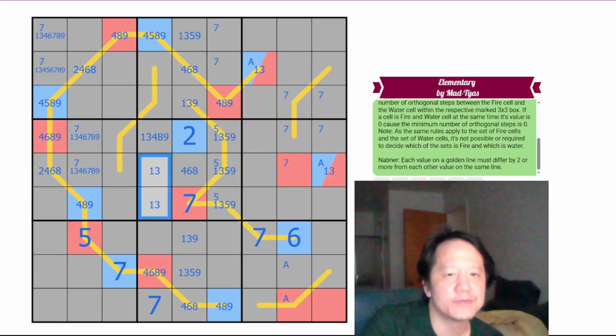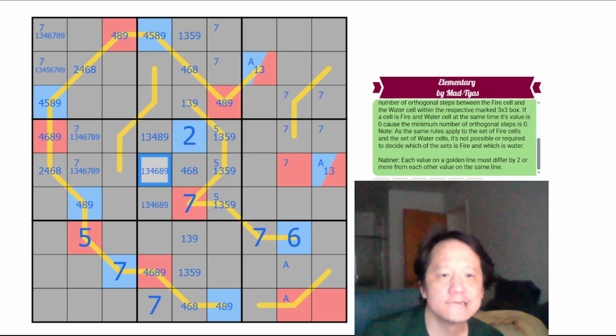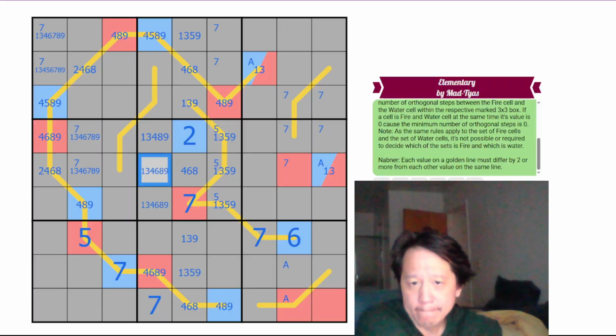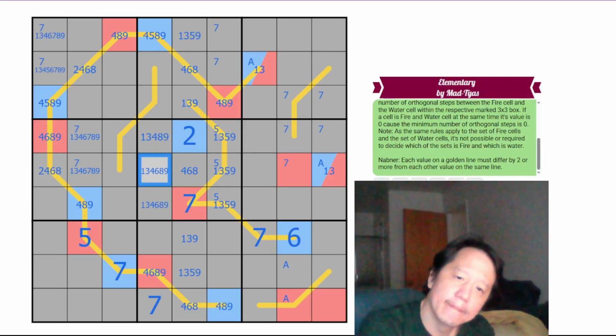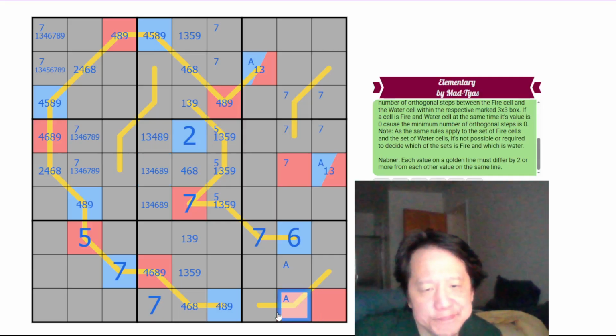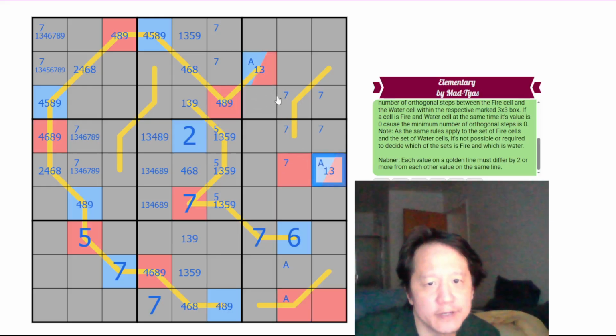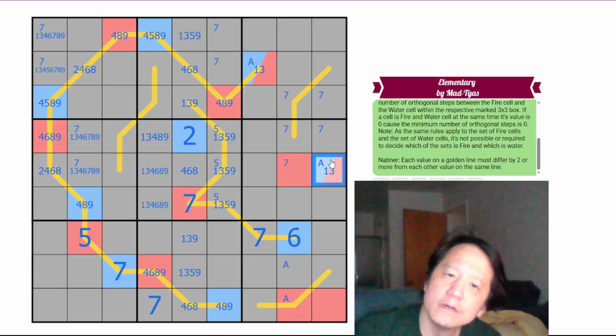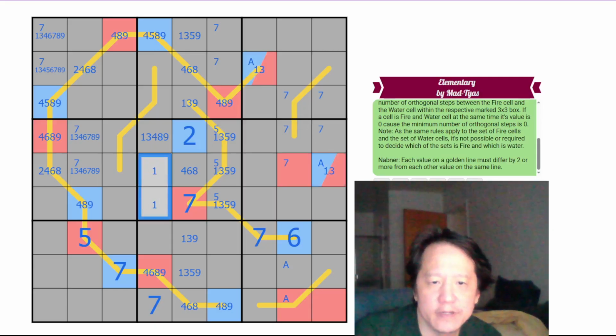No 5 here. So 1, 3, 4, 6, 8, or 9 is possible here. Interesting. If this is red, that means these are both blue and red. And wait. Hold up, this is not A. Never mind, there is no A. This has to be the other one. Right.